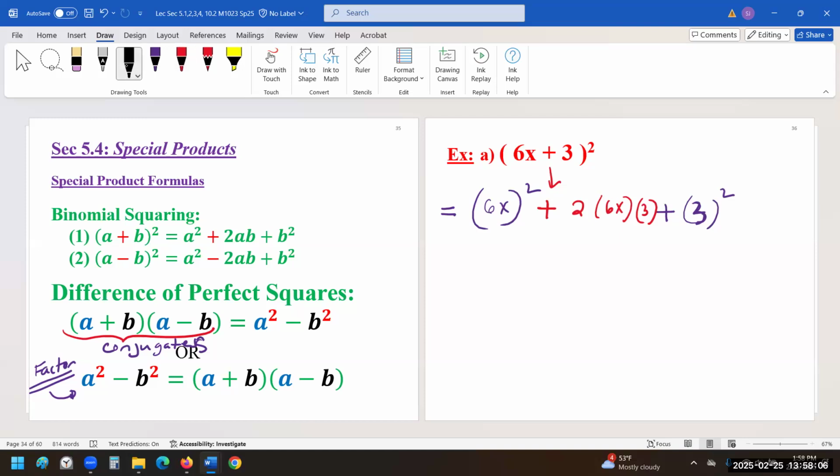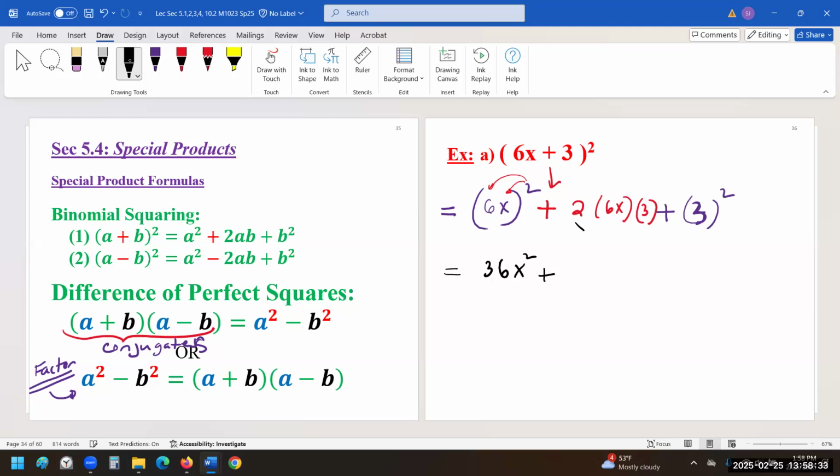And then all you have to do is use your power rule to simplify. More base, one power, what do we do? We distribute the power. So in here, we get 6 squared x squared, which is 36x squared.